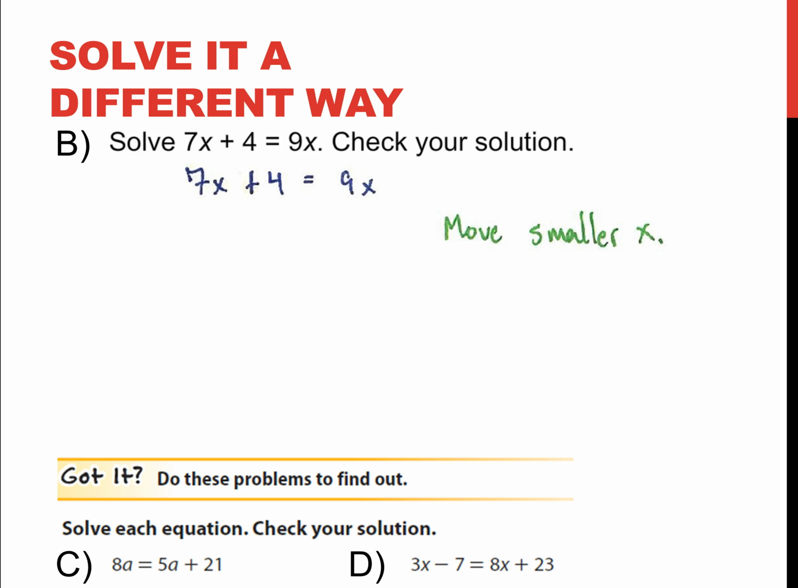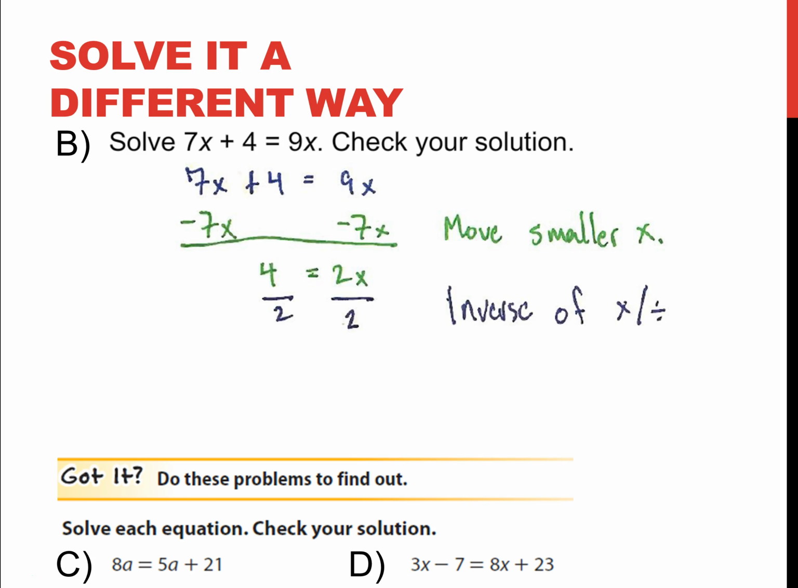All right, but let's dive back in. What we've got here is moving the smaller x. That smaller x is 7x. The inverse of a positive 7x is a -7x, so that gives me 4 equals 2x. The inverse of multiplication is division. Divide each side by 2, and 2 is equal to x.